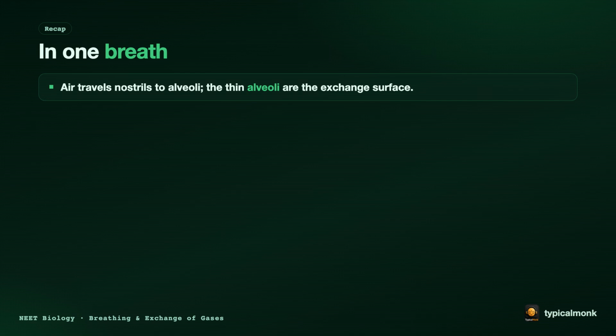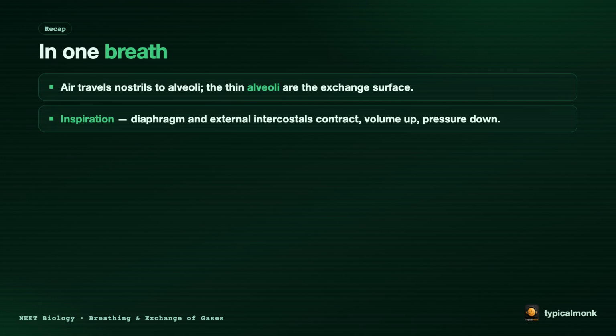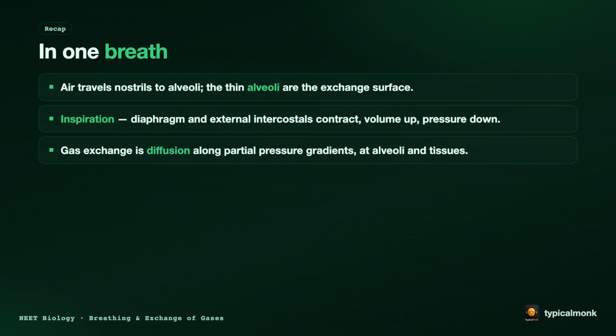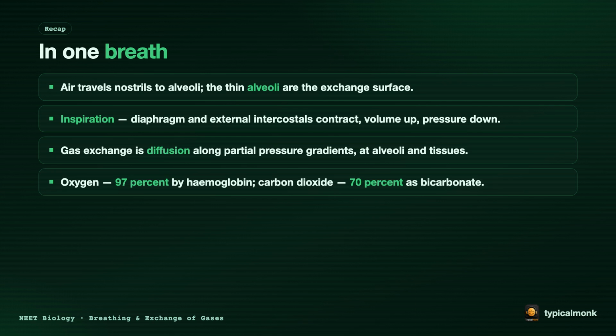Let us gather it all in one breath. Air travels from the nostrils to the alveoli. The thin alveoli are the exchange surface. Inspiration, the diaphragm and external intercostals contract. Volume rises, pressure falls. Gas exchange is diffusion along partial pressure gradients at the alveoli and the tissues.